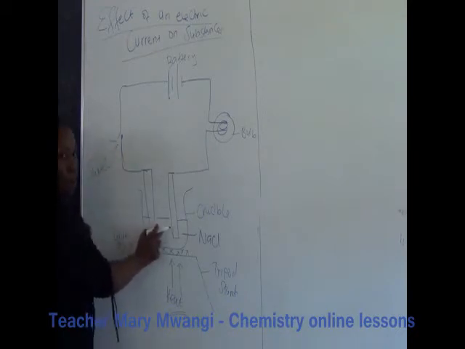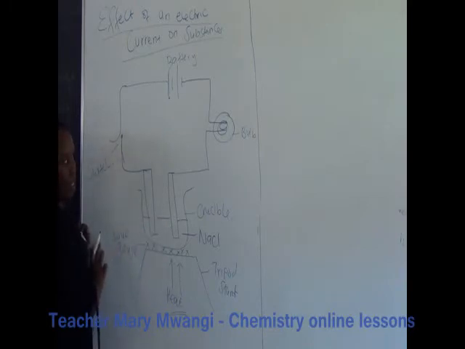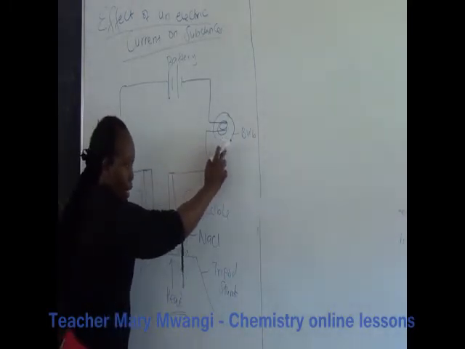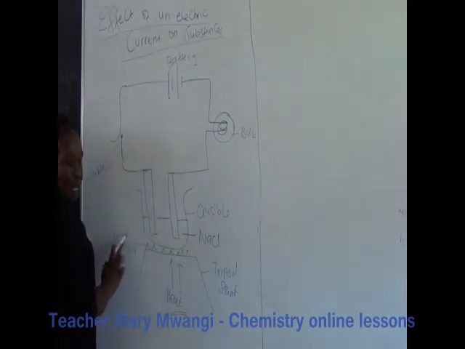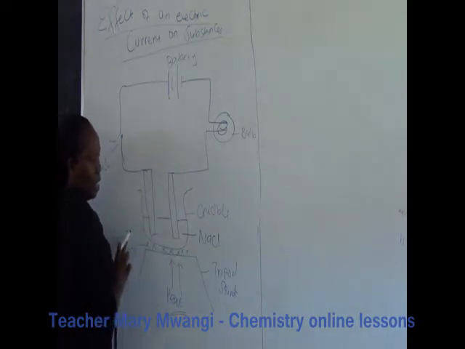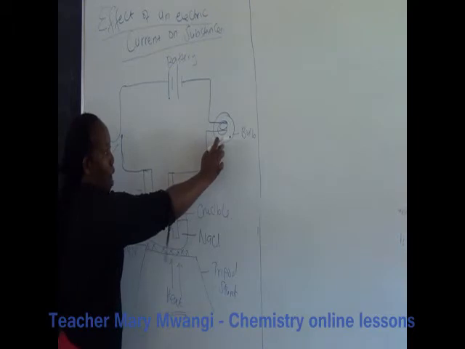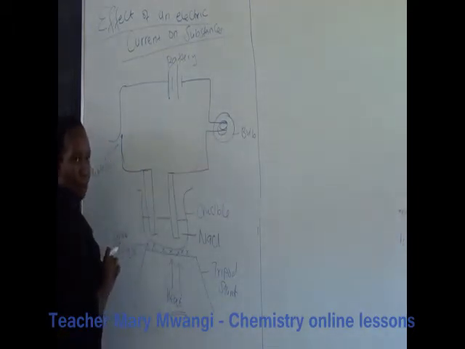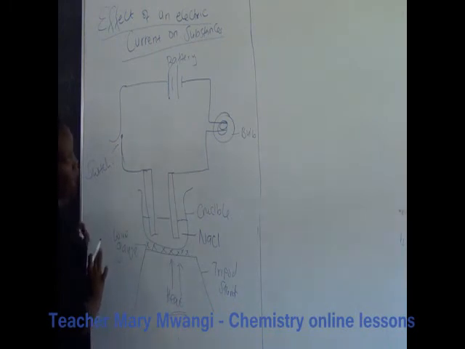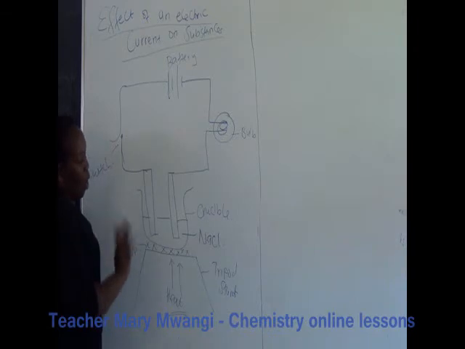So what we will do, we will close the switch here. If a substance in molten state conducts electricity, then the bulb will light. But if a substance will not conduct electricity in molten state, the bulb will not light. So that is how we set up the apparatus when you want to investigate whether a molten substance conducts electricity or not.